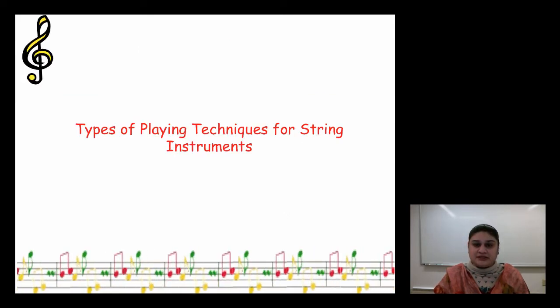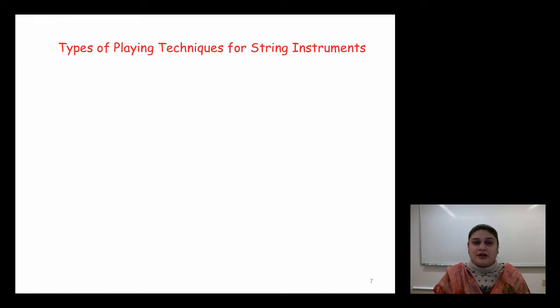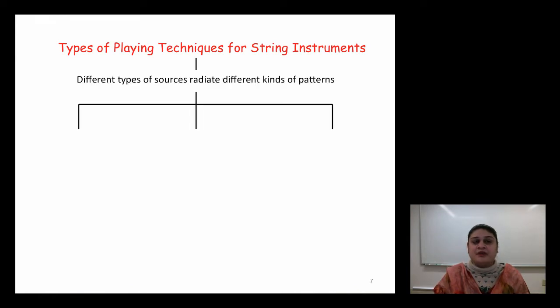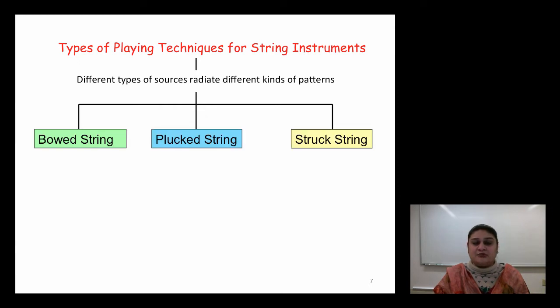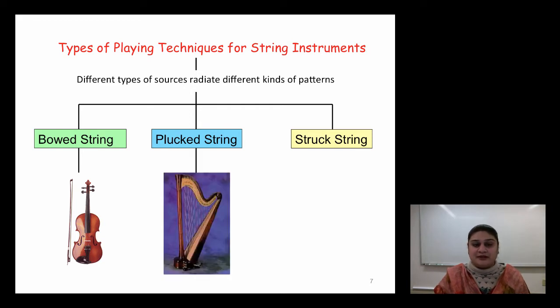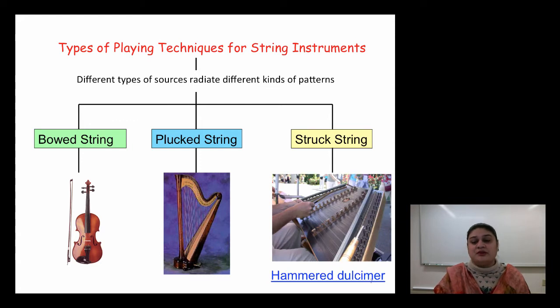Types of playing techniques in a string instrument. So there are different types of playing techniques for string instruments that include bowed string, plucked string, or struck string. For a bowed string, we would use the example of a violin. A plucked string would be like a harp, and a struck string would be like a hammered dulcimer.